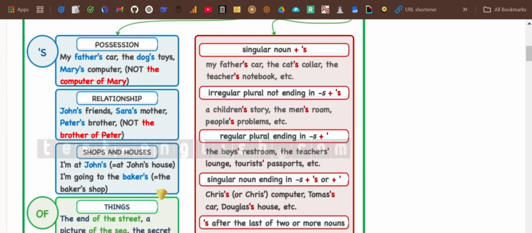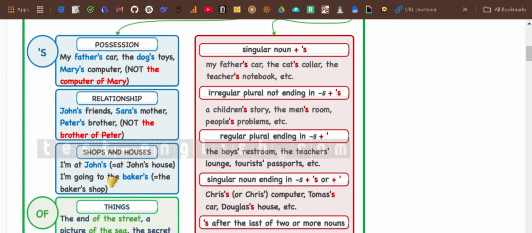Sometimes the restaurant people want to give us a feeling that it's homemade. So sometimes the name of a restaurant might be John's, something like that. Or a shop, even. For example, I'm at the baker's. Baker's means the shop, not the house, the shop. I'm at the baker's. So this is something new, new for some of you, right? It's a nice, very short way of saying it.